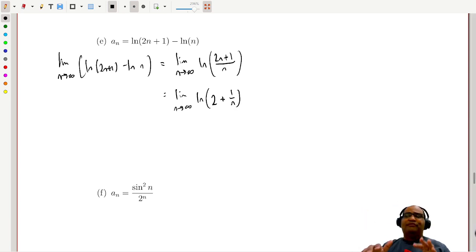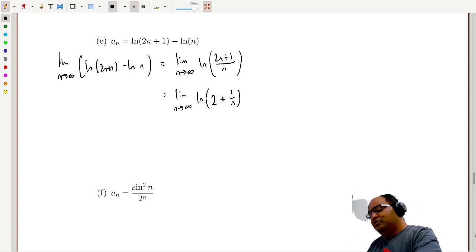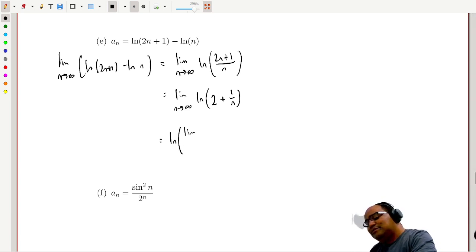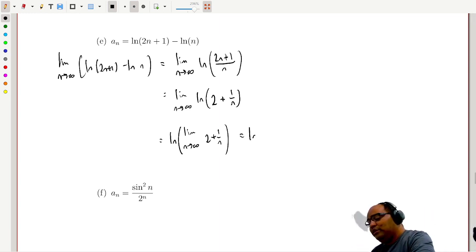Now, I'm going to use a bit of a fact here. I know that log is continuous on its domain, and I'm allowed to pass limits through continuous functions. That's a result that I can use. So I'll write this as the log of the limit as n goes to infinity of 2 plus 1 over n. Well, 1 over n goes to 0. The only thing left over there is 2, so I just get log 2, and so the sequence converges.